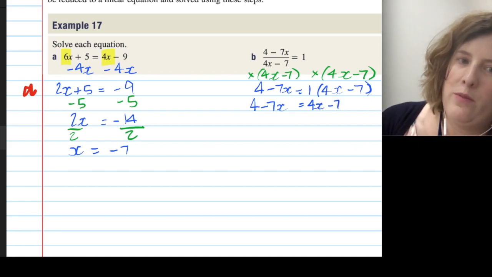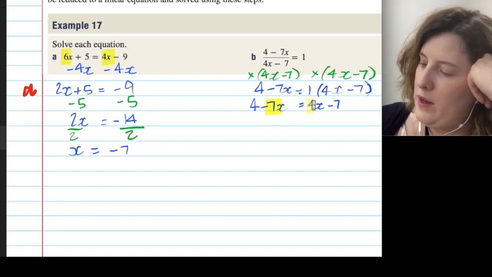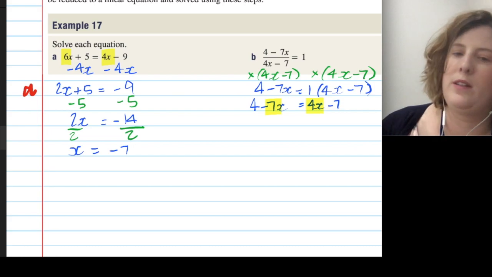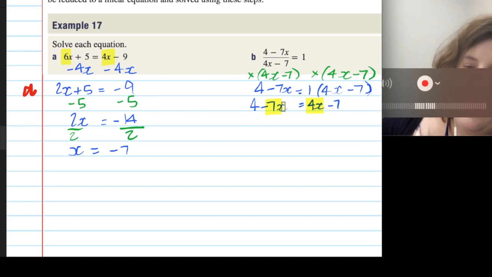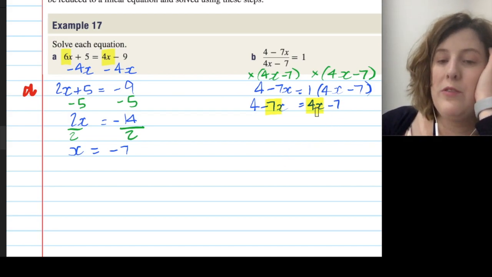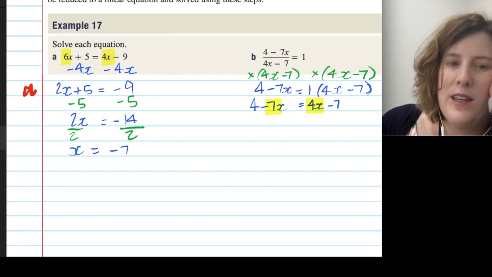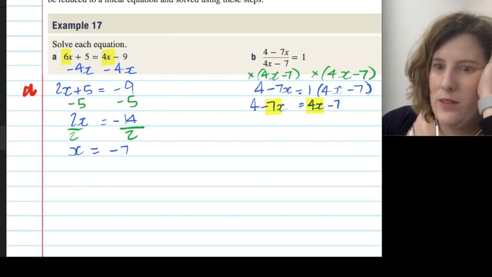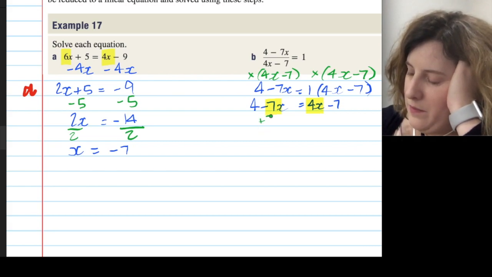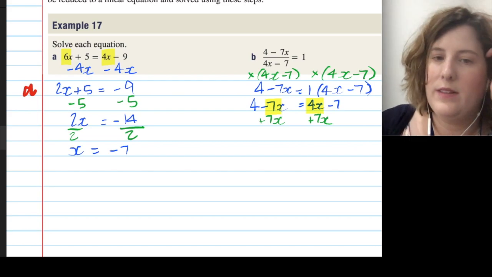Now I'm looking at my variables and trying to figure out which one's got the largest number in front of it. So this is negative 7. This is positive 4. Positive 4 is bigger than negative 7. So to get the negative 7x to the other side, I'm going to add 7x to both sides.